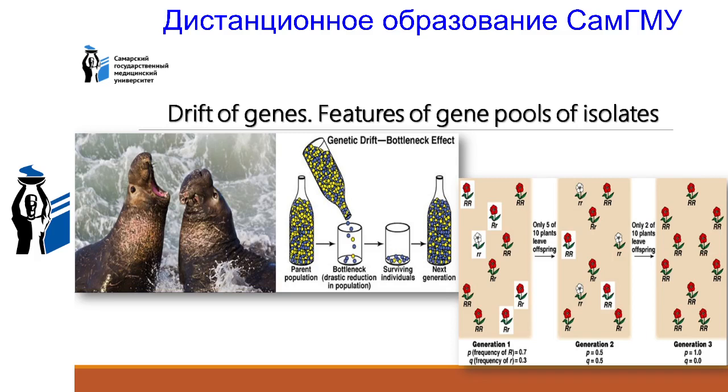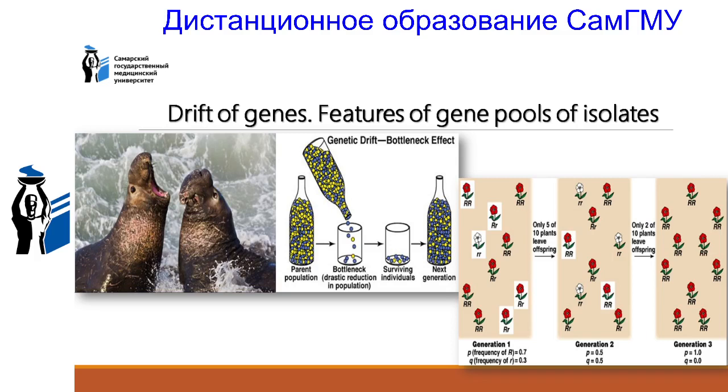Significance of gene drift: it leads to a change in the frequency of alleles in the gene pool of a population. Alleles can be removed or fixed in the gene pool, regardless of whether they have adaptive value or not. It significantly affects the gene pool of small populations. Thus, gene drift is more pronounced in small populations. In order to understand why, one should know the features of the gene pools of small populations.